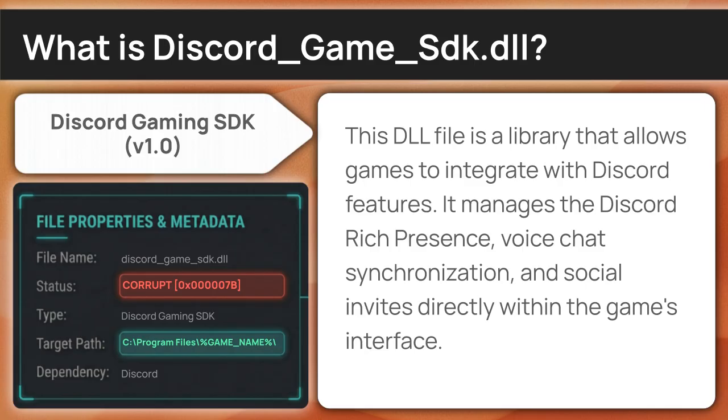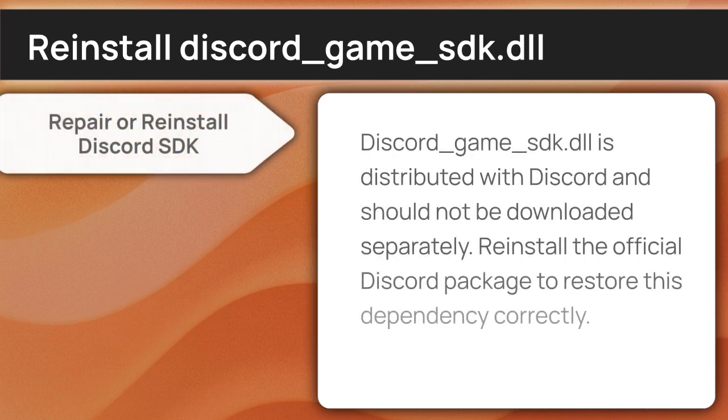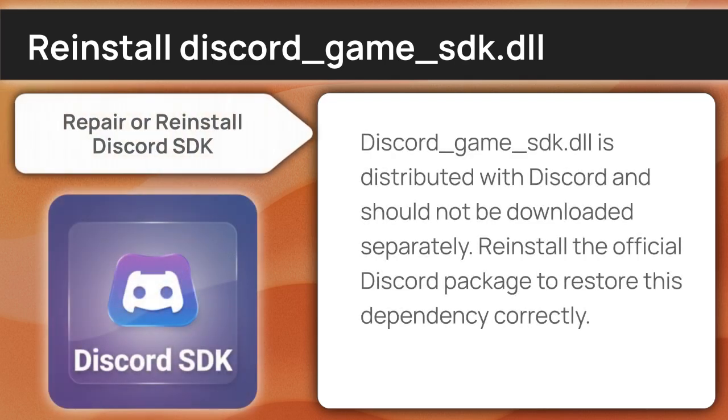Now that the technicals are covered, let's run the official installer. Third-party application errors like this are best fixed by reinstalling the affected software. Download and reinstall the latest version of Discord to restore the Discord game SDK.dll safely.